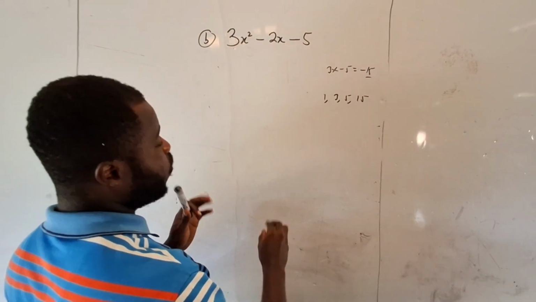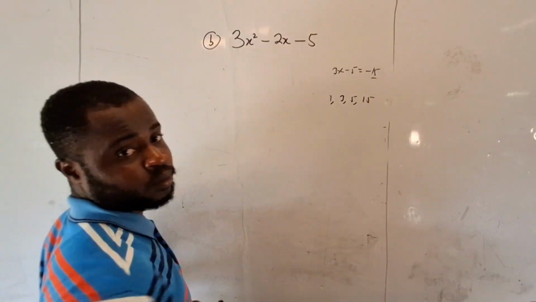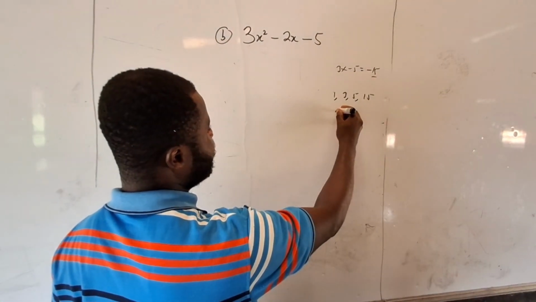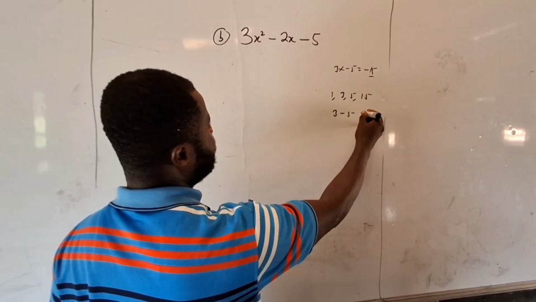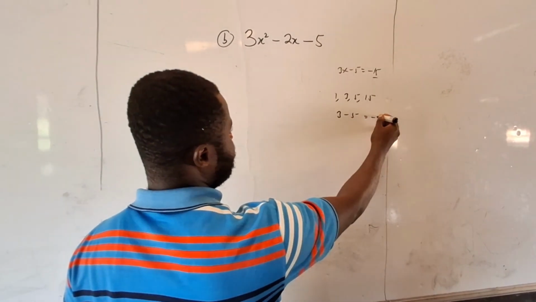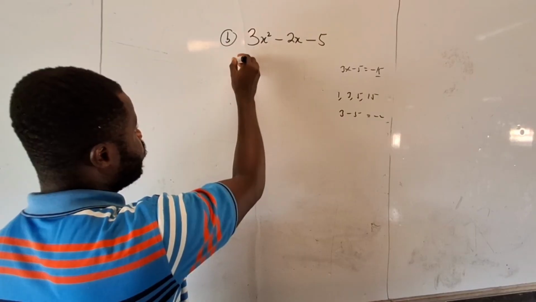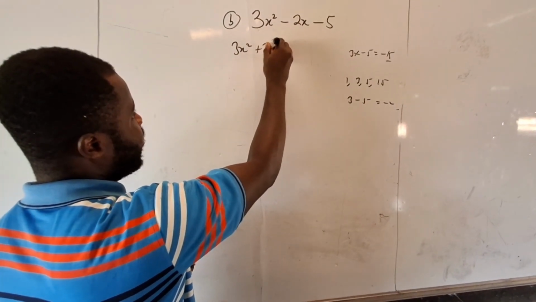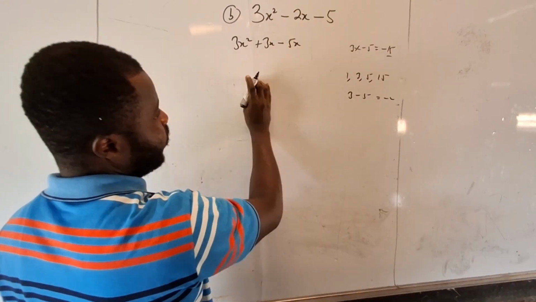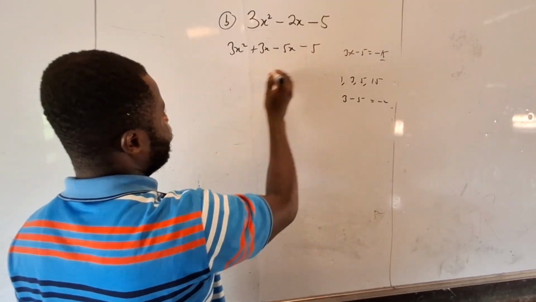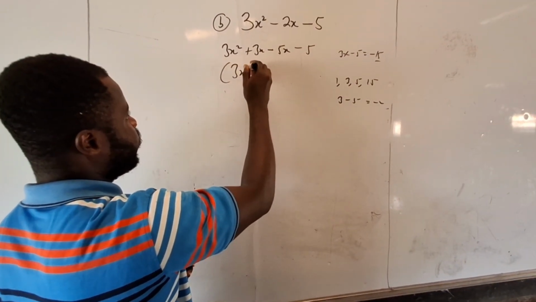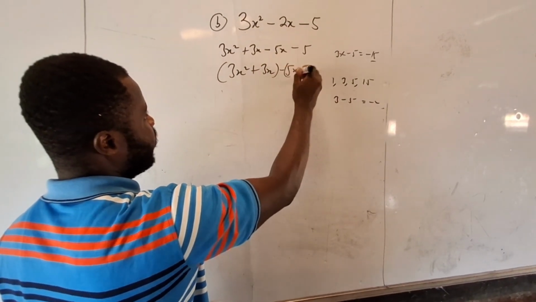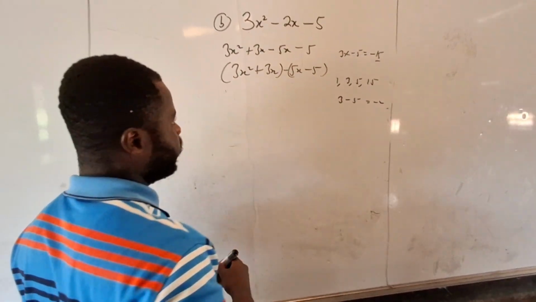So two numbers that when we add, we are going to get the middle number. So that one will give us 3, then negative 5. 3 minus 5 will give us negative 2. So it's 3 and 5. So we have 3x squared plus 3x minus 5x minus 5. Now we group it. Plus 3x minus 5x minus 5.